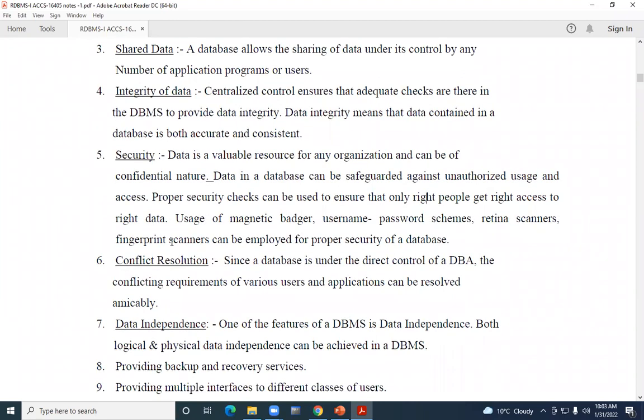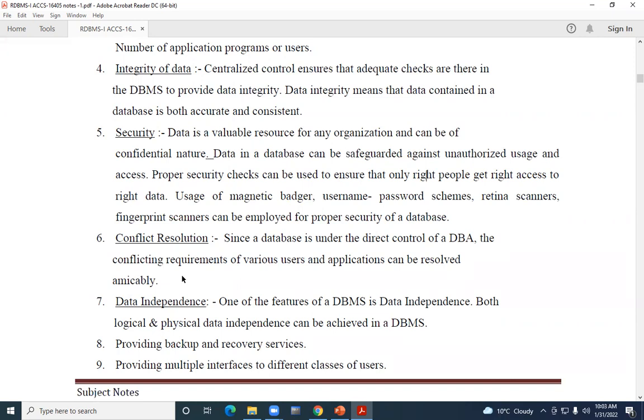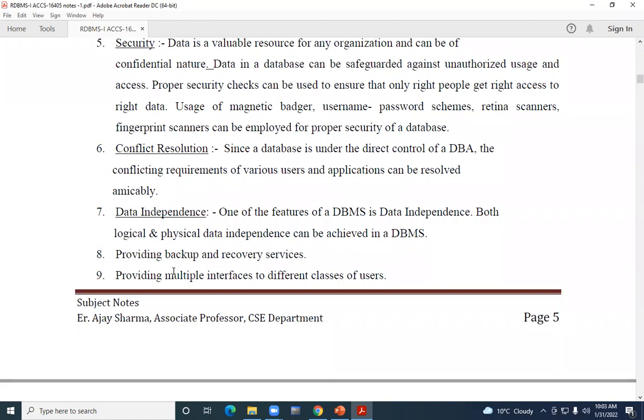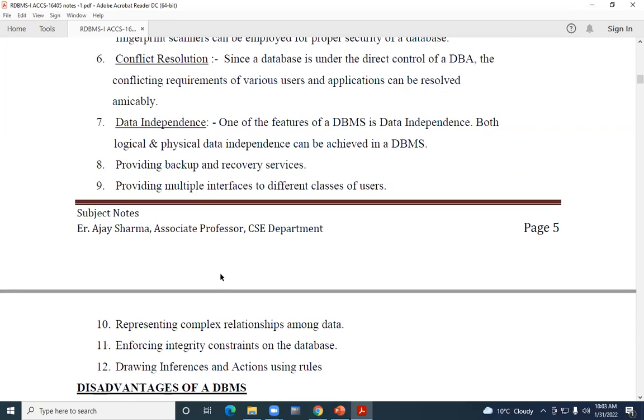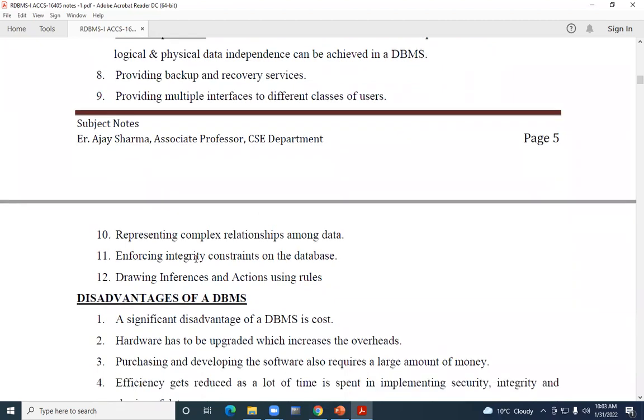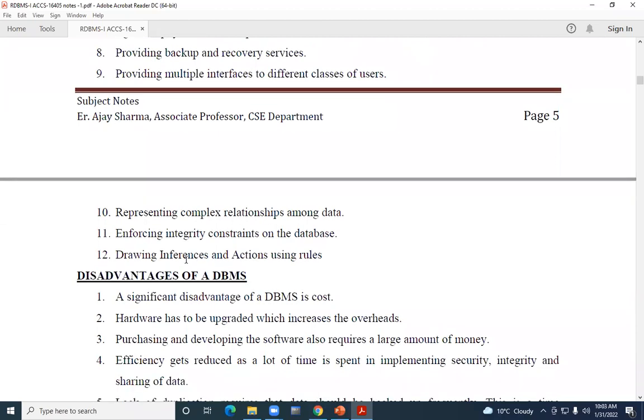Then conflict resolution is there because the database is being used by multiple users. The DBA can make some changes so that the users don't come into conflict with one another. Then data independence is provided by the database management system. Then backup and recovery services are there. And we can provide multiple interfaces to different classes of users. We can represent complex relationships among data. We can enforce integrity constraints. We can put some constraints. And we can draw some inferences and actions using those rules.